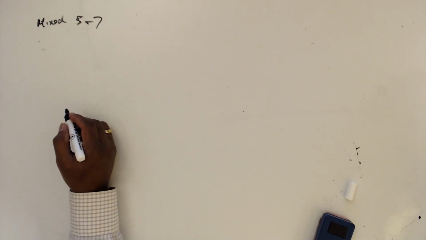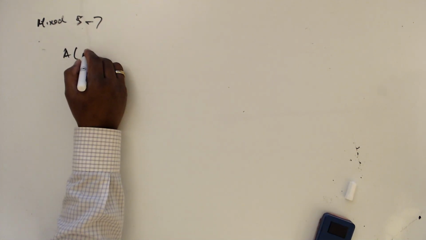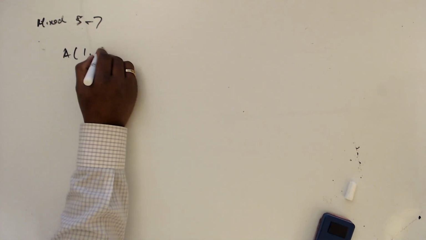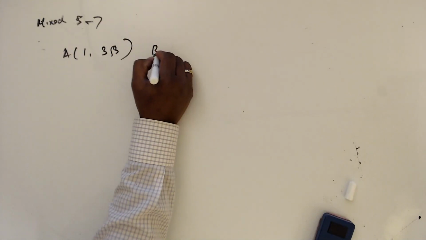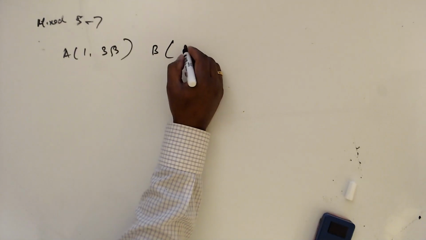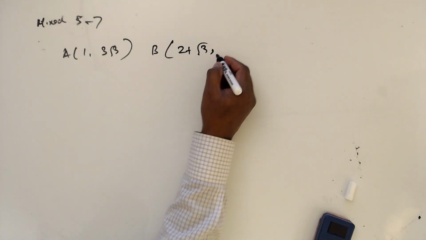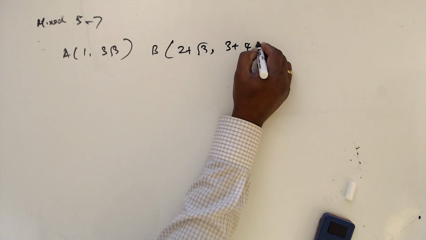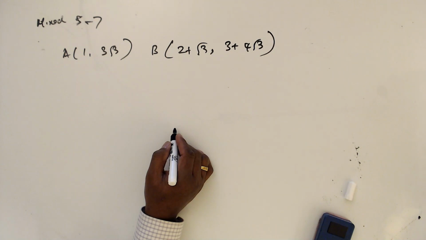Question number 7. A is (1, 3 square root 3). B is (2 plus 3 square root 3, 3 plus 4 square root 3). Now first of all we need to find the equation of the AB line.